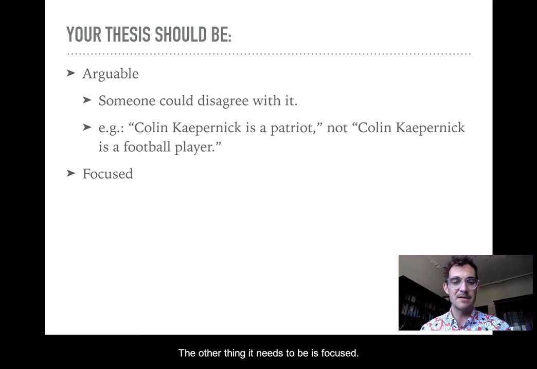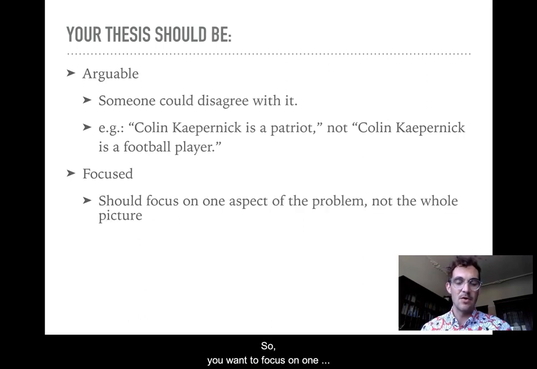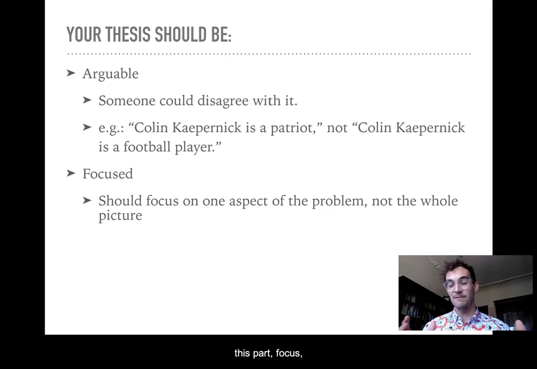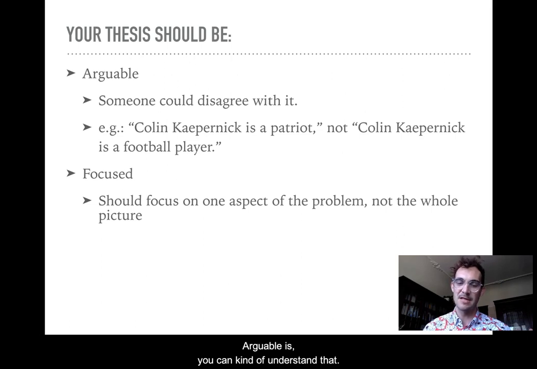The other thing it needs to be is focused. So you want to focus on one aspect of the problem rather than the whole picture. And this part, focus, I think, is much more difficult for most students. Arguable is something you can kind of understand. Focused is really tricky, and that's something that you'll continue to work on throughout this summer semester.